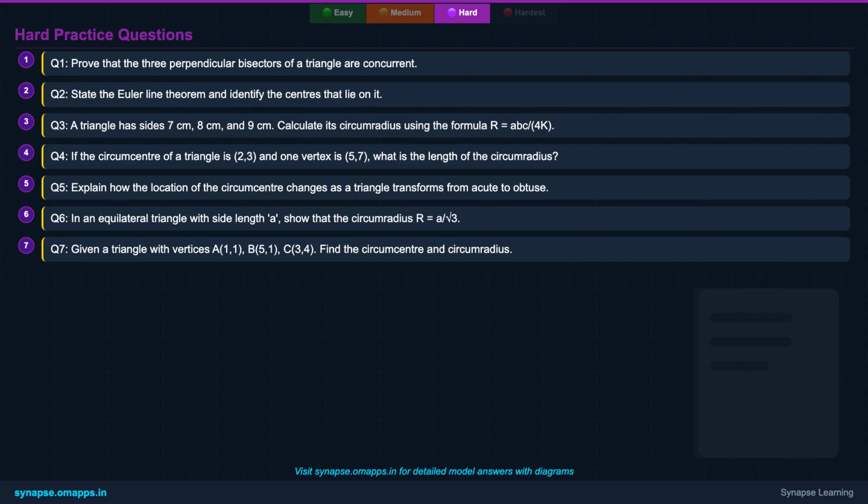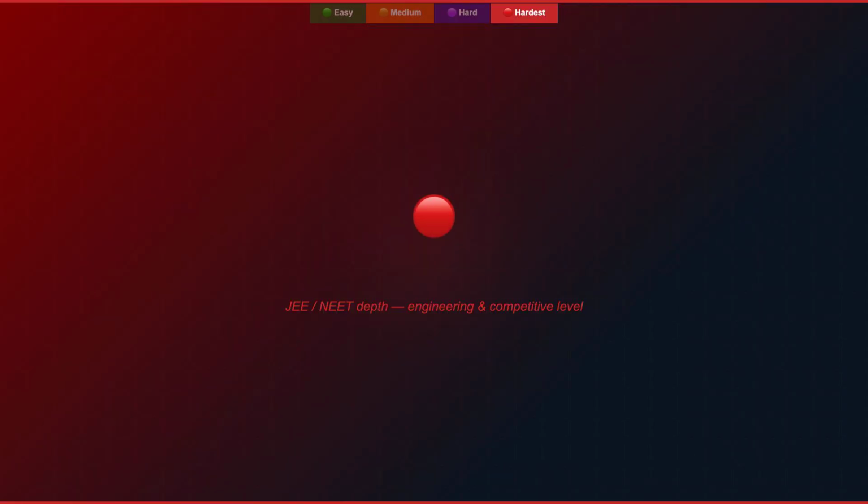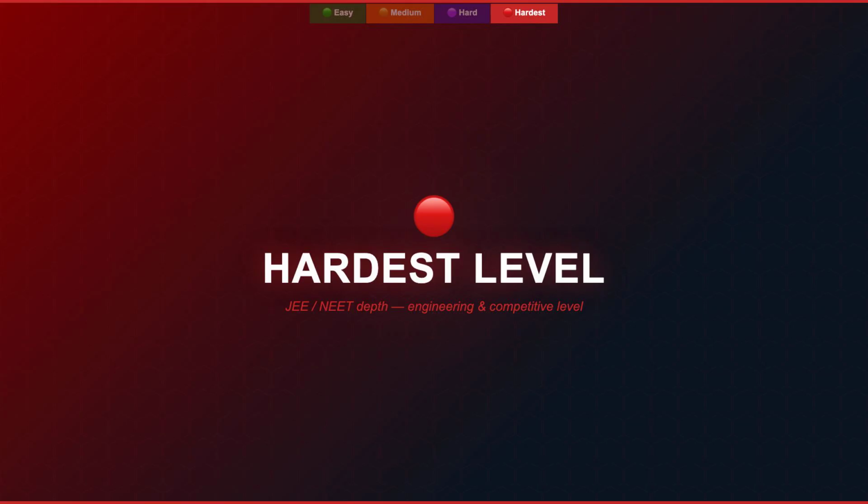And finally, Q7. Given a triangle with vertices A(1, 1), B(5, 1), C(3, 4), find the circumcenter and circumradius. Give it your best shot. Welcome to the hardest level. Here, we'll explore competitive mathematics, vector approaches, advanced derivations, and real-world engineering insights related to circumcenter and circumradius.